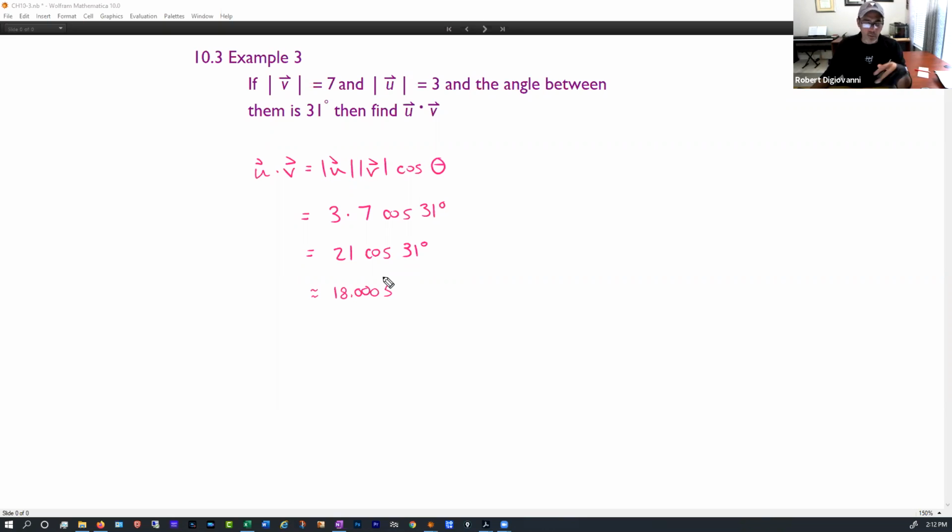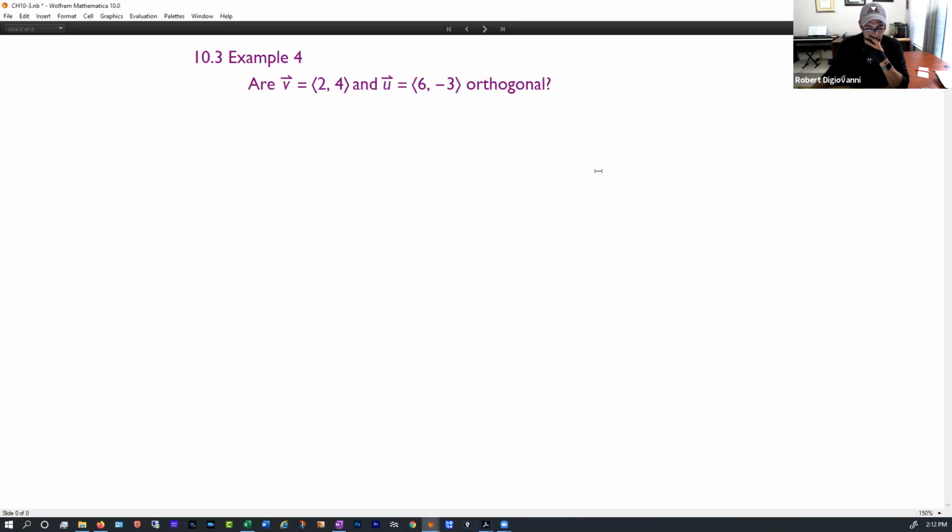So nothing crazy there. We're just using the formula. The next one, a little more interesting. The question is, are these orthogonal?